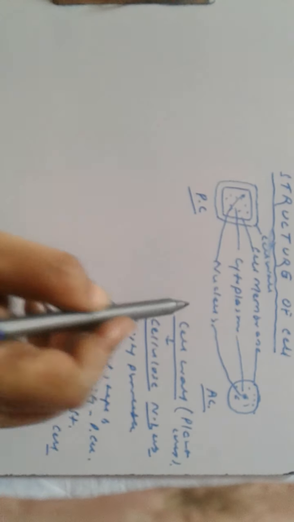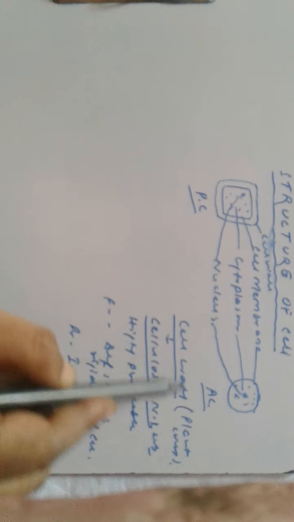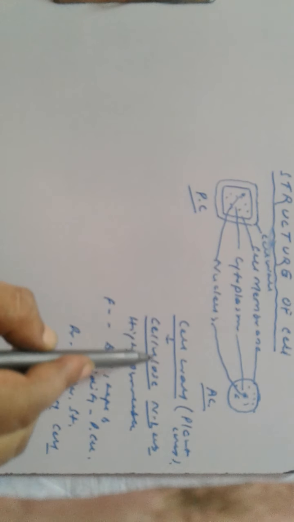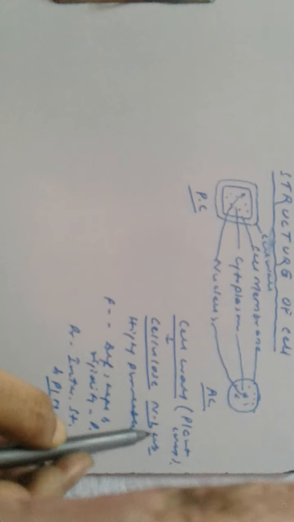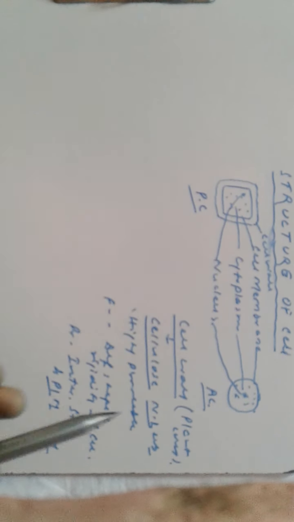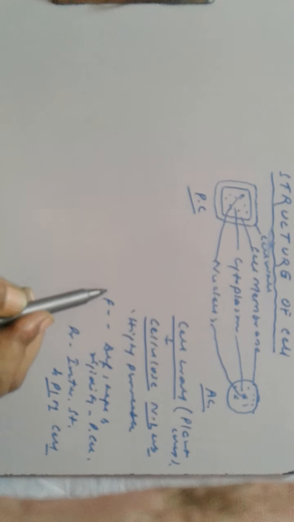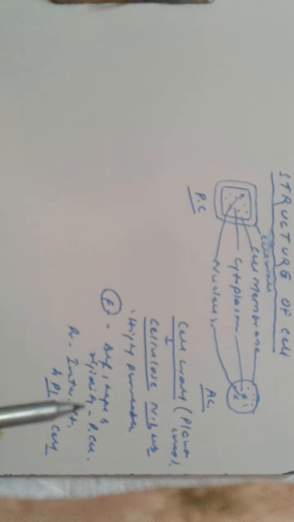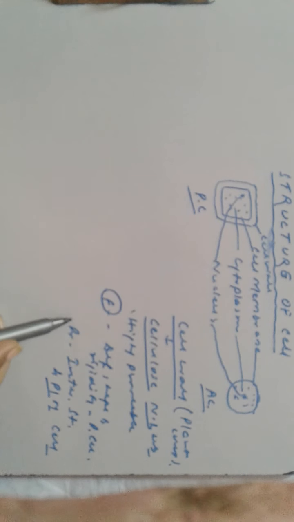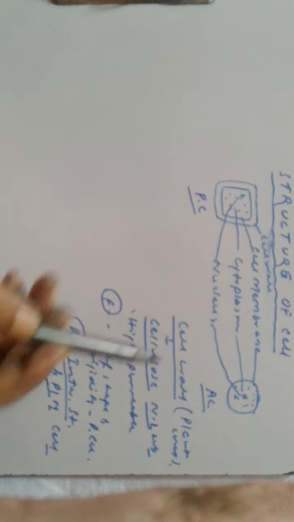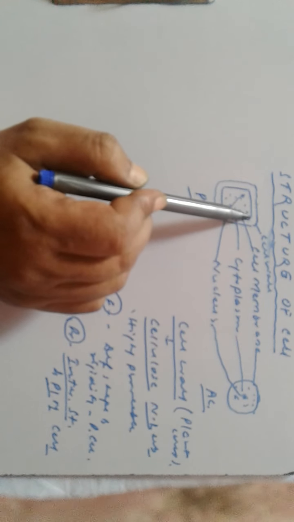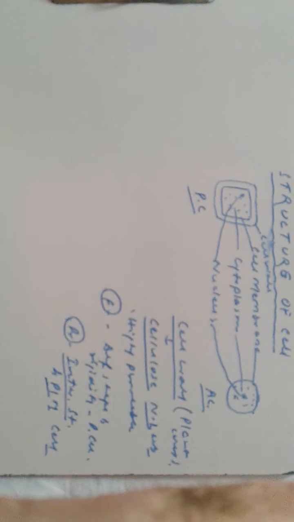So let us discuss cell wall. Cell wall is found only in plant cells and it is made up of cellulose. What is cellulose? It is a non-living substance. It is highly permeable, which means it allows a lot of substances to move in and out of the cell. What is its function? It provides a definite shape, makes the cell rigid, and protects the internal structures and also the plasma membrane of the plant cell.